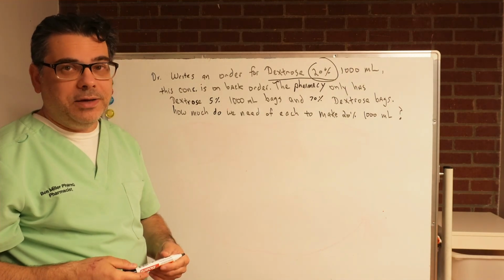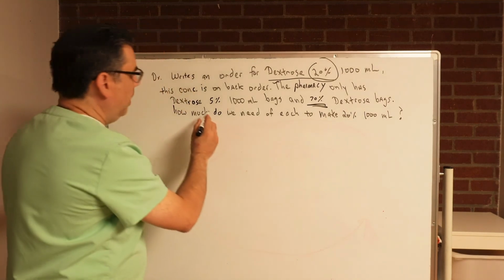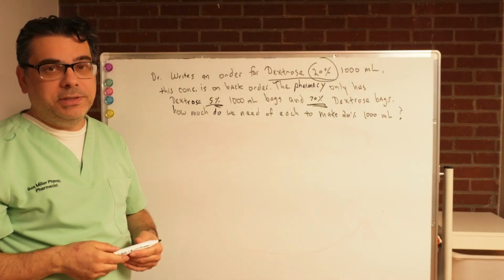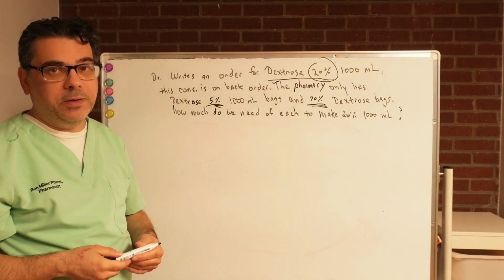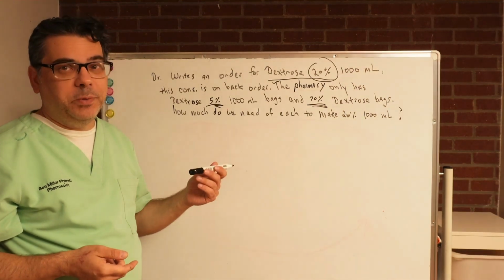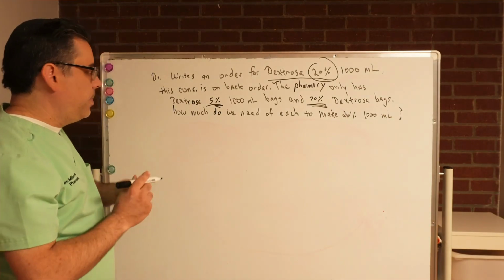We didn't have it in stock, but we did have dextrose 70% and dextrose 5%. The dextrose 5% you'll see as D5, and dextrose 70% could be D70. So we had to mix the 5% with the 70% to give us the 20%. Let's work on the problem.